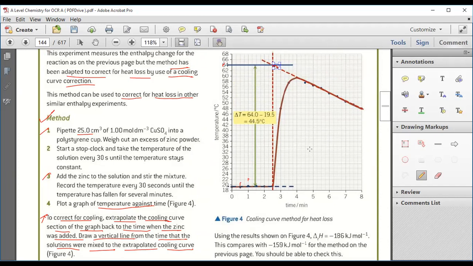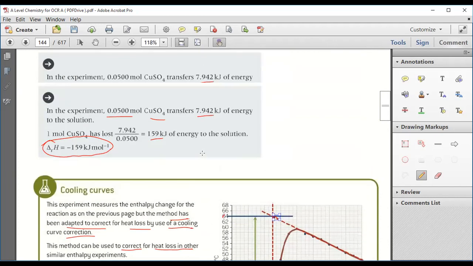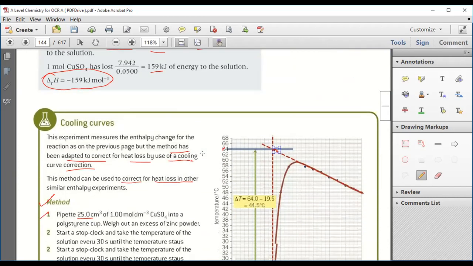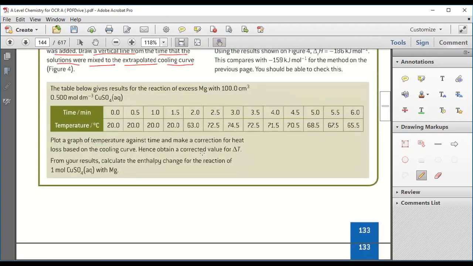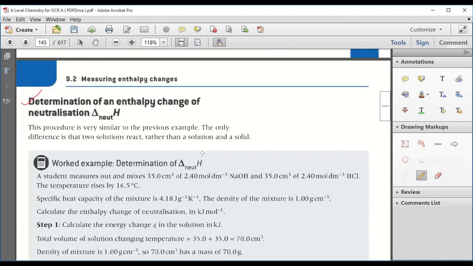I'm saying about neutralization, the next one. Neutralization means whenever an acid or base is reacted, not any two solutions. It means acid and base only, not any two solutions. So now there's no solid, just acid and base.